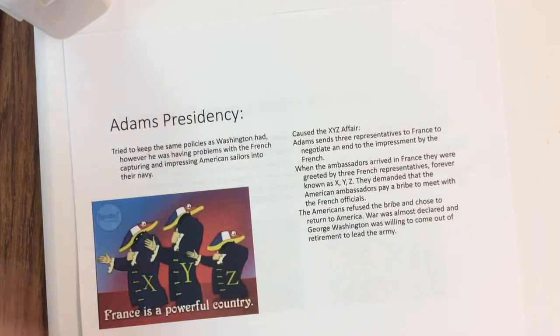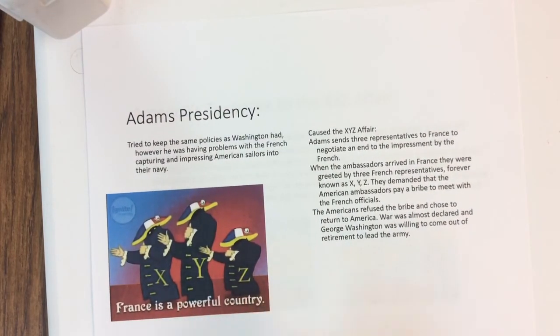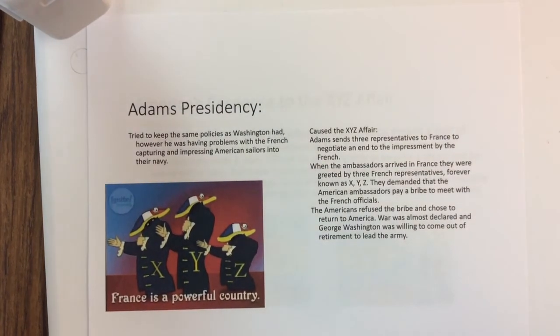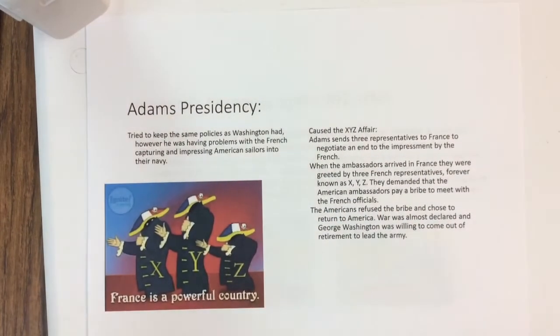Now, under Adams' presidency, we had a few things. He wanted to keep neutral, like Washington had said. He tried to keep the same policies in line. However, the problem was that the French and the British were going to war, and the French especially were capturing and impressing American sailors into their navy. That means they were capturing them and forcing them into the navy.